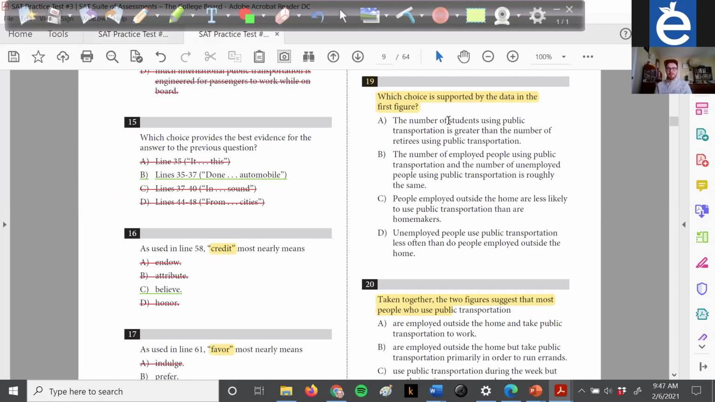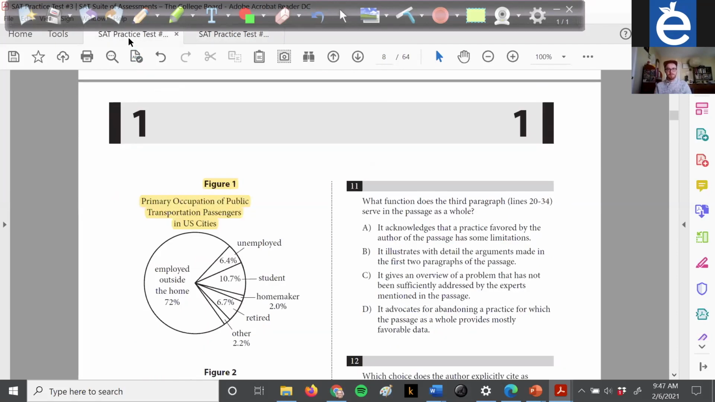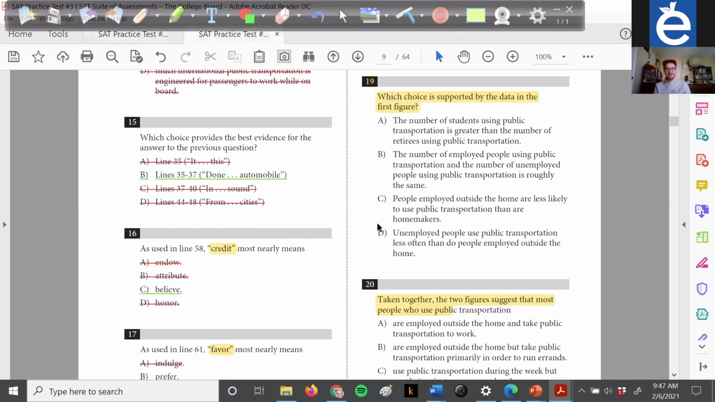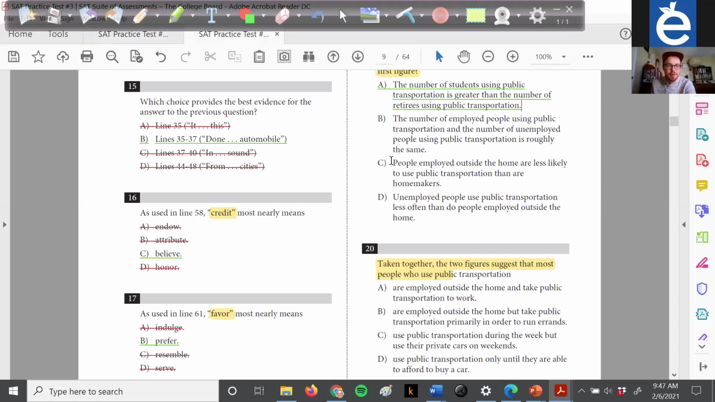And we're being asked, do students outnumber retirees in public transport? Well, let's see, students are at 10.7. Retired is at 6.7. Yeah, we don't have to work too hard on that one. I mean, if you're worried about it, you can always go through and check. This is something I'd recommend to do if you have time at the end of the test.